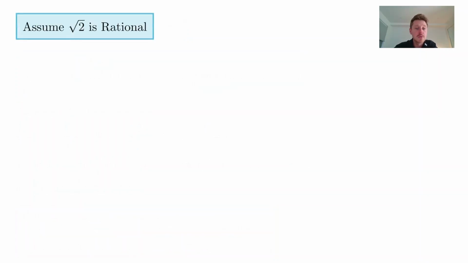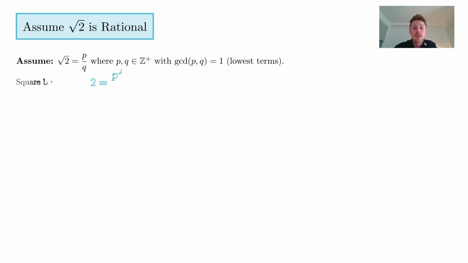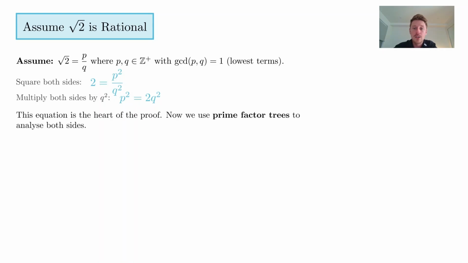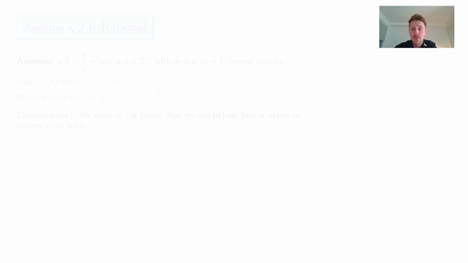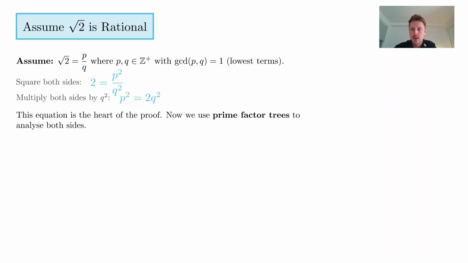So we're going to assume that the square root of 2 is rational. And so that means we've got p over q, where p and q are integers. That's what this means. The greatest common divisor of p and q is 1. That just means it's in lowest terms. So if we square both sides, we square the left-hand side, we get 2. And so we get p squared over q squared. Multiply both sides by q squared. So we get p squared equals 2q squared. So this equation is what we need to keep at the heart of our proof here.